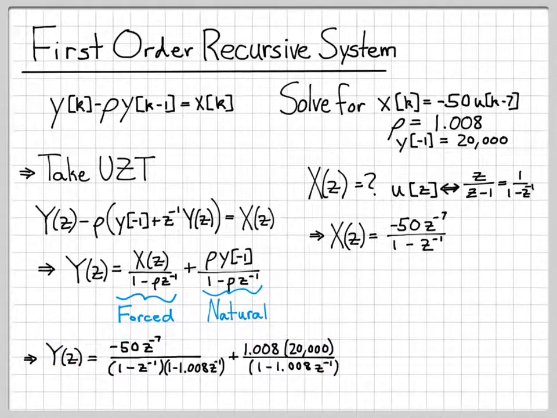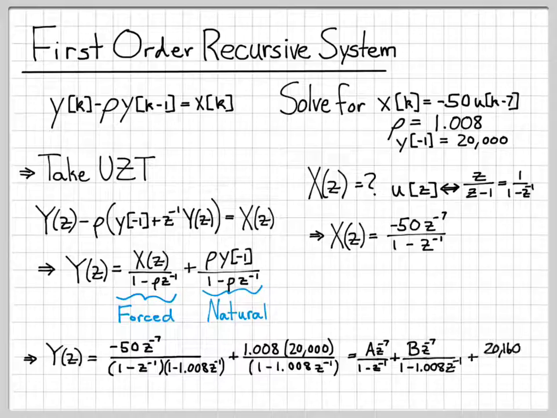To get y of k, I can go back to the time domain, and the easiest way to do that is to break this expression for y of z down into pieces using partial fraction expansion. So I can actually write this as a times z to the negative 7 over 1 minus z inverse, plus b times z to the negative 7 over 1 minus 1.008 z inverse, plus 20,160, which is just the product 1.008 times 20,000 over 1 minus 1.008 z inverse. So I can actually write y of z as these three different pieces, and all I need to do is solve for the constants a and b.